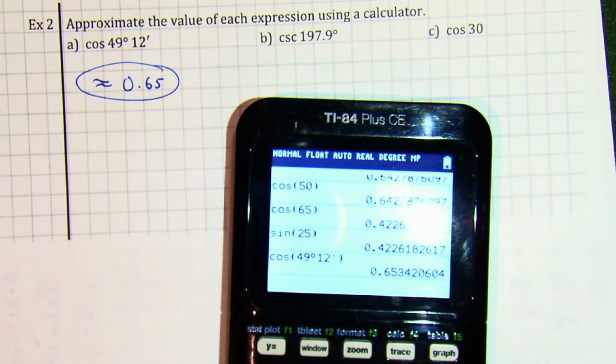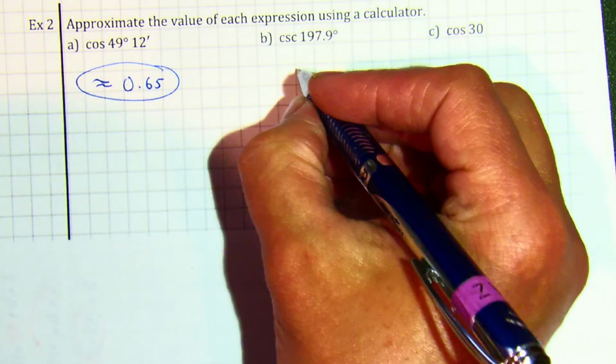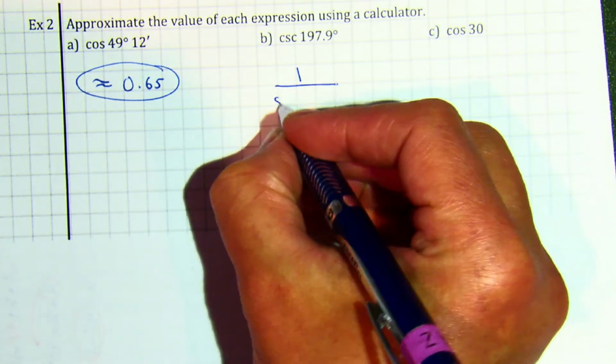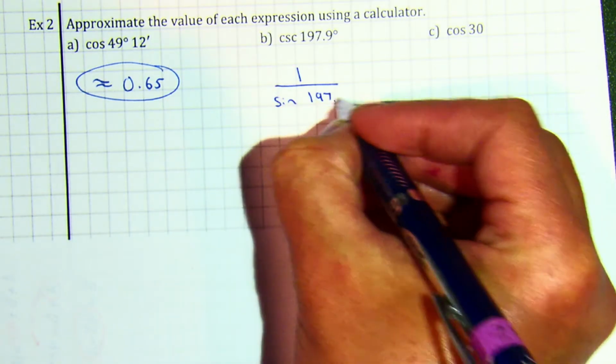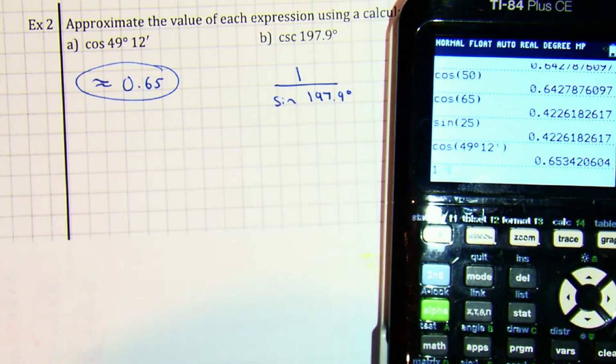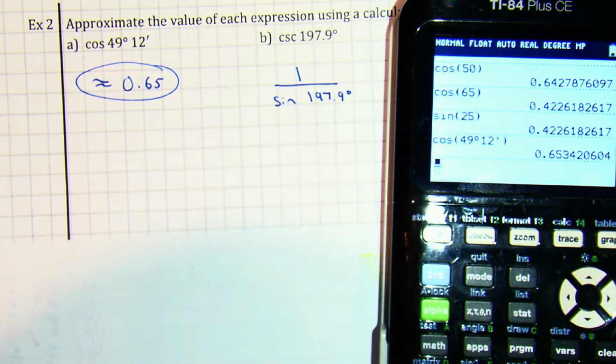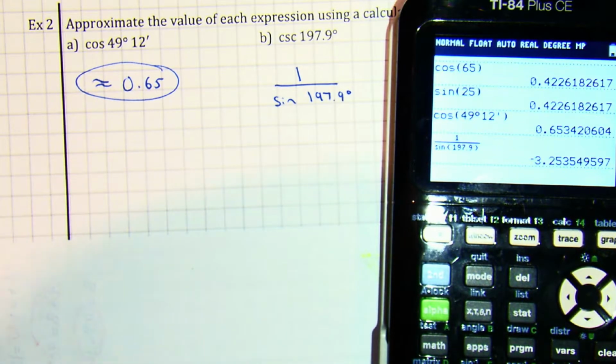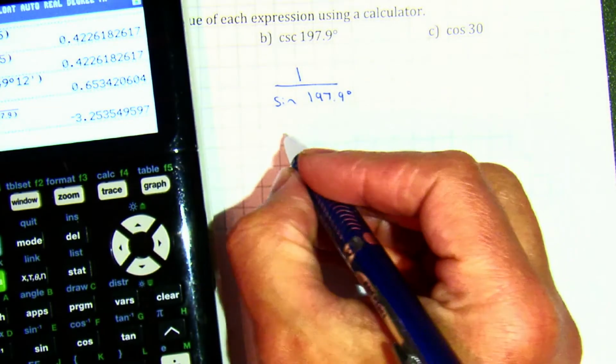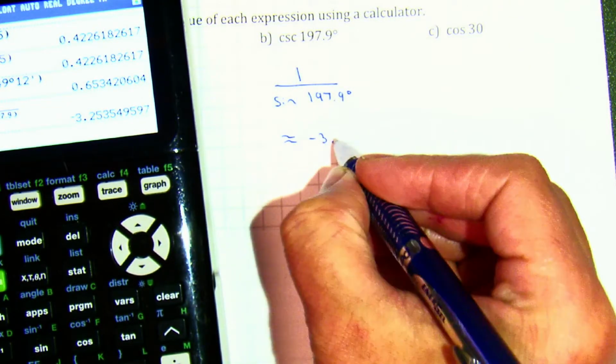Cosecant. We know that we can write cosecant as 1 over the sine of 197.9 degrees. So therefore, I need to use my fraction bar, or I can just do 1 divided by the sine, or I can use my second y, my fraction bar, and place 1 over the sine of 197.9. And because I don't have minutes, I don't need the degree sign. So therefore, this is approximately negative 3.25.